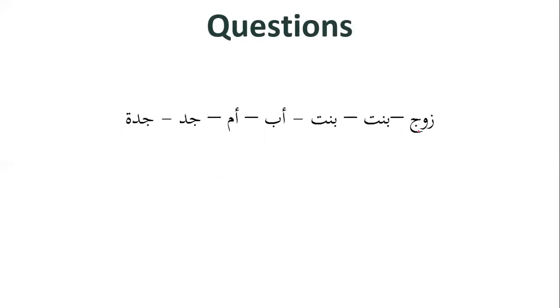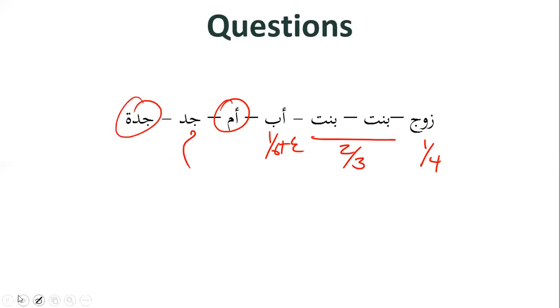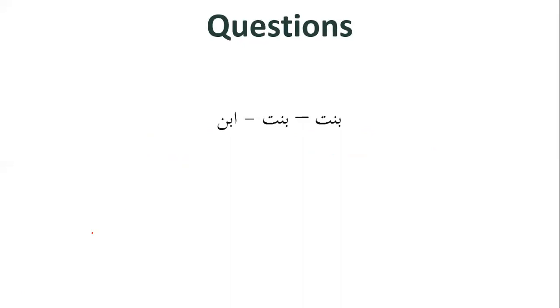In this question, zawj will receive a quarter. Bint together 2/3. Ab will receive 1/6 plus asaba. We haven't covered that. Jad will be mahjub. And Jadda we haven't covered. In this question, all of them together will be asaba.